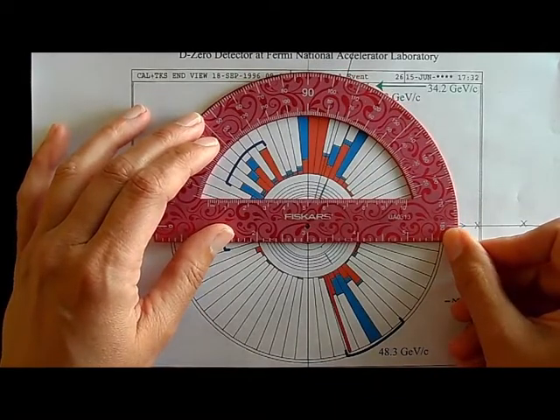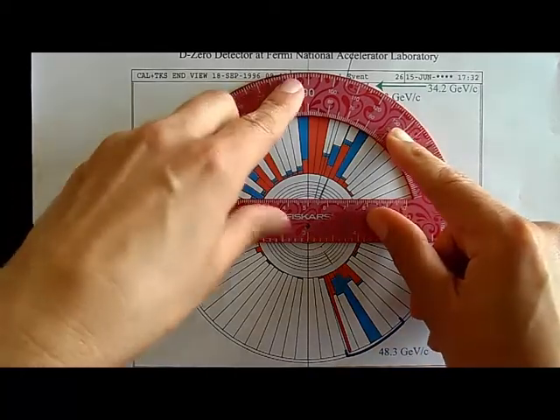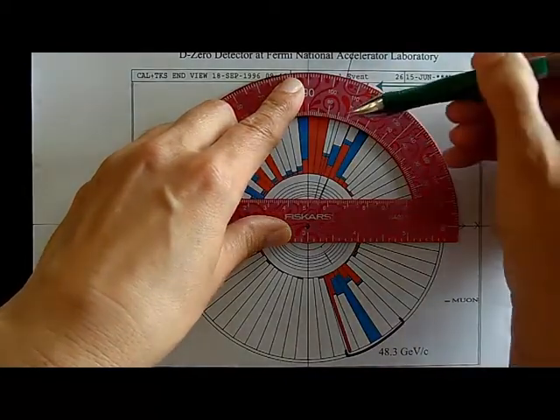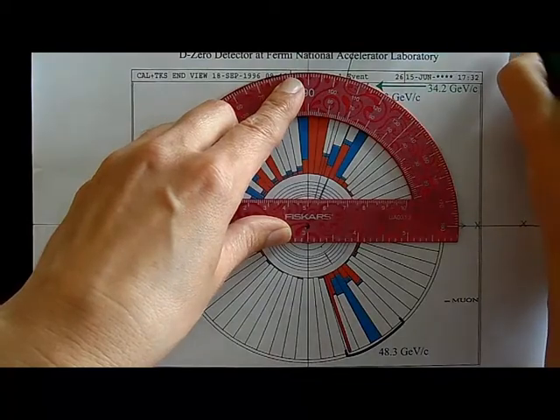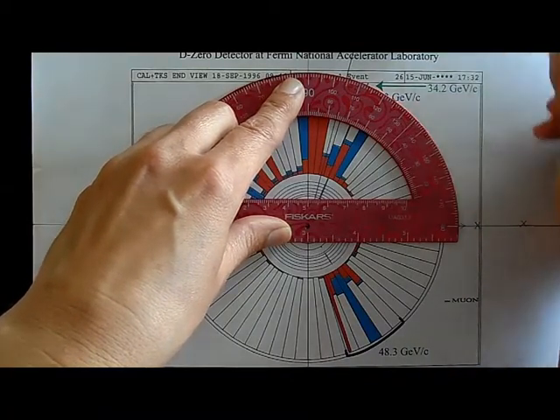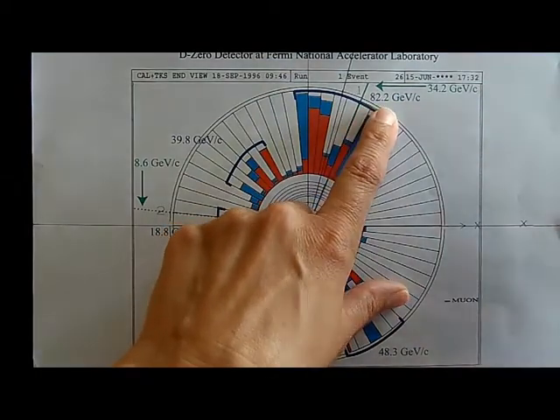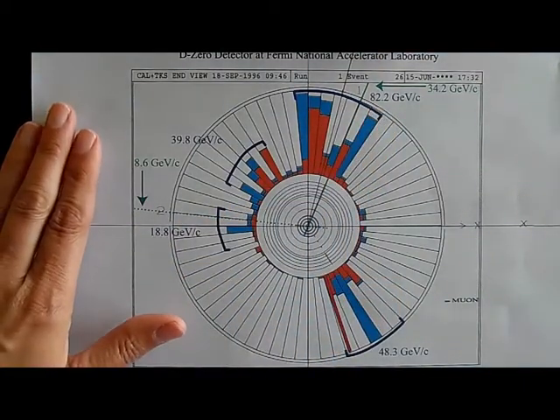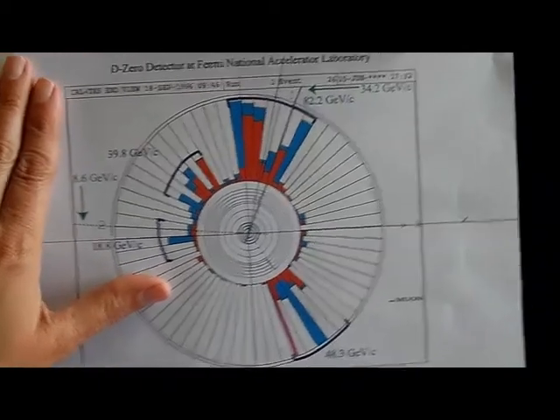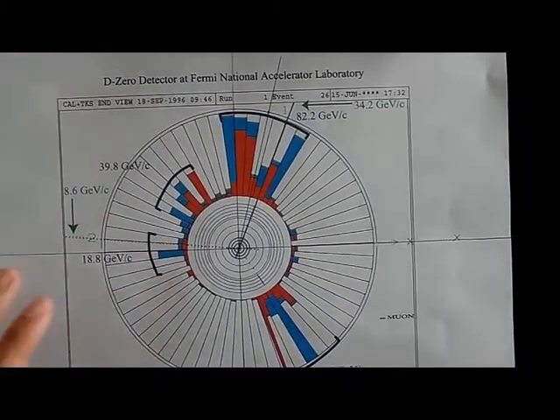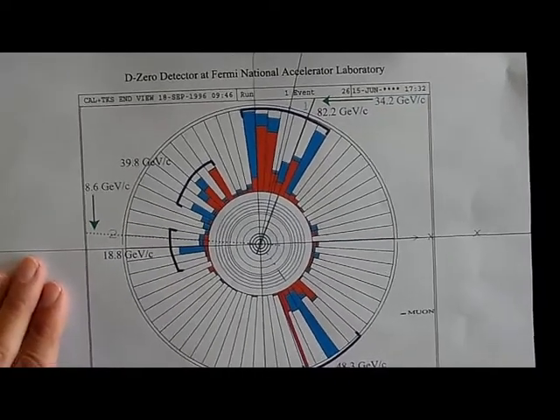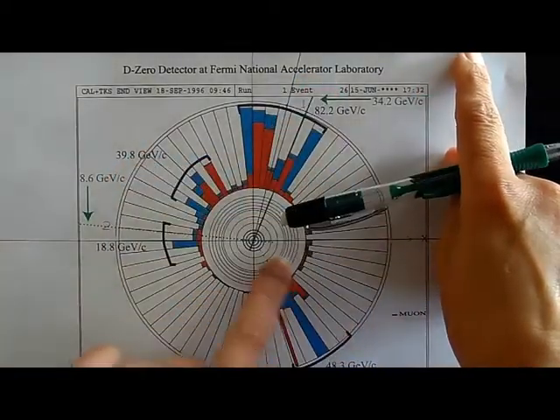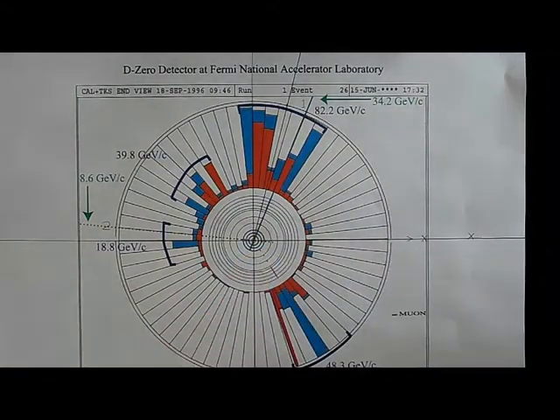And if we look at jet 1, let's see, it looks like an angle of about 76. So we have an angle of 76 degrees, and we know that the value for our energy is 82.2 giga-electron volts. So I'm just going to write that over here to the side. So jet 1, we have an angle of 76 degrees with respect to our x-axis and an energy of 82.2.